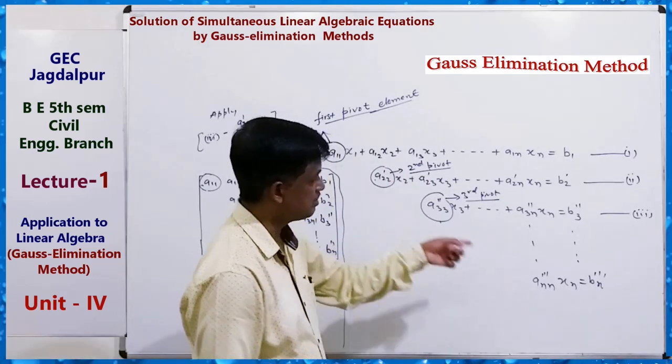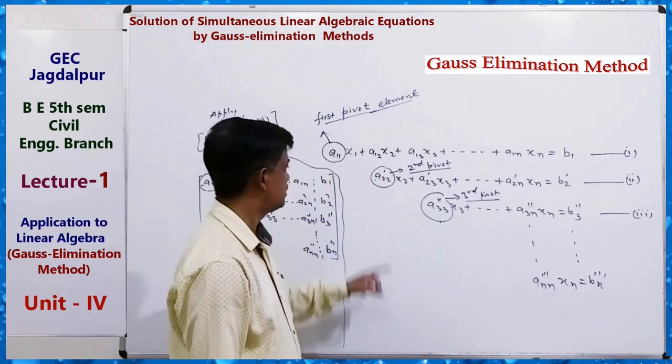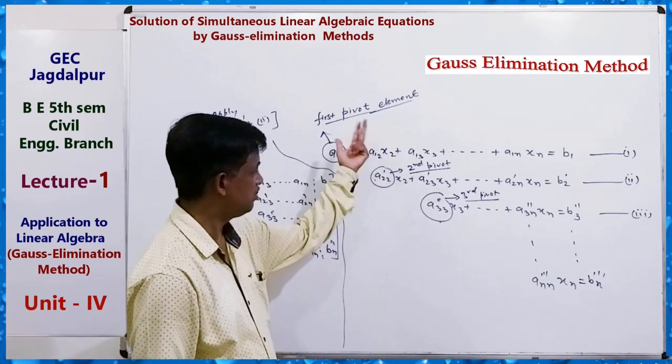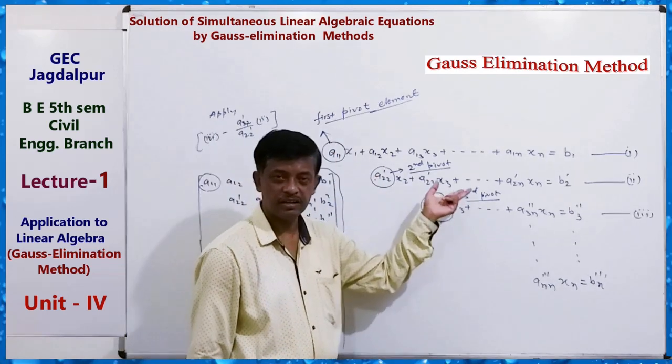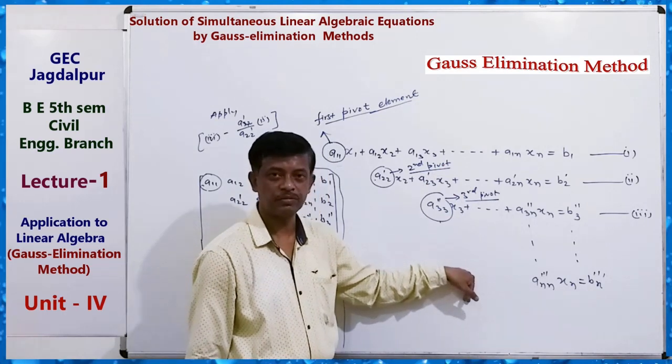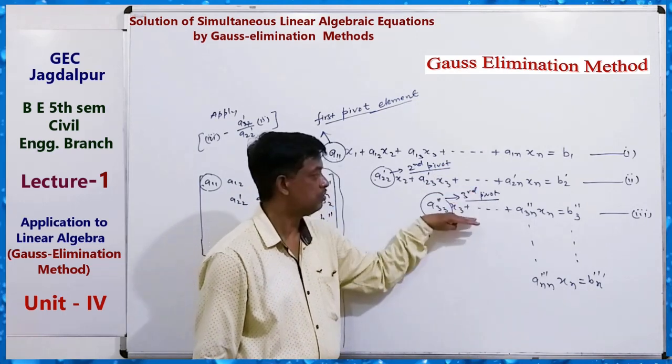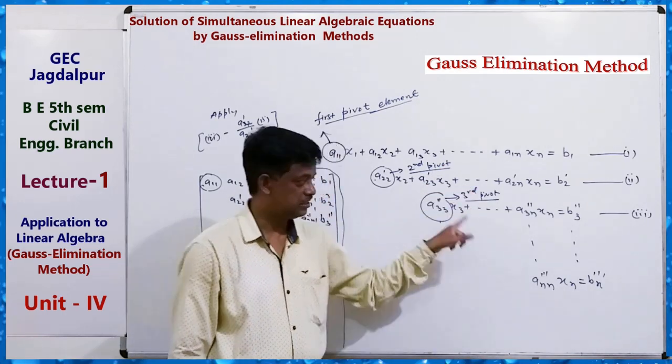So the elimination method is this. You make a pivot, and by that pivot you have to eliminate the first term of the equations below the pivotal equation. This is the main process.